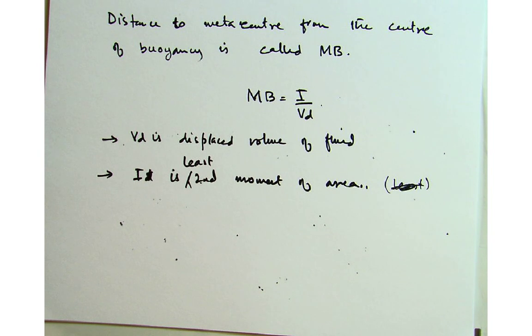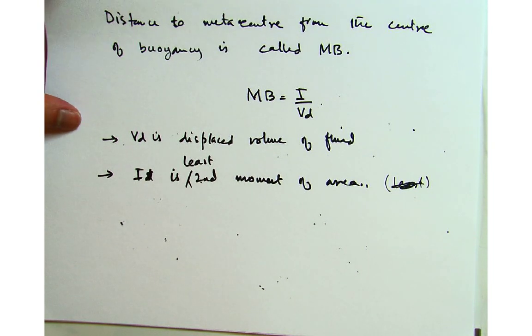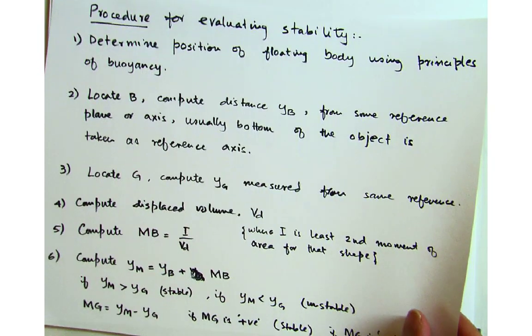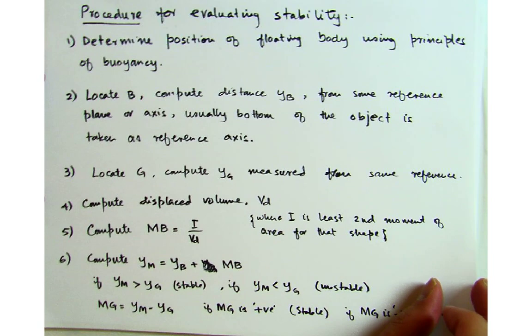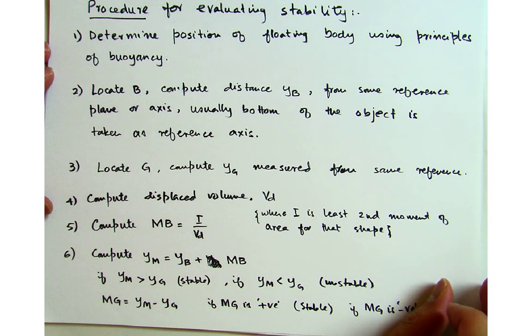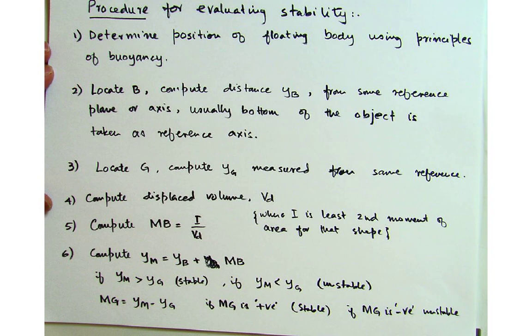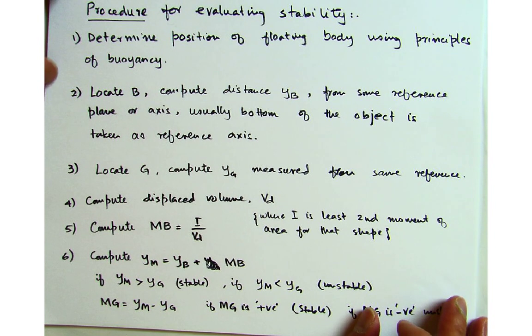Alright, so that's more to do with the definition, but exactly how do we calculate some properties? So let me define that: the procedure of evaluating the stability. Let's look at this. These are the points that we have to follow for all the stability examples we're going to do. So this is the procedure.